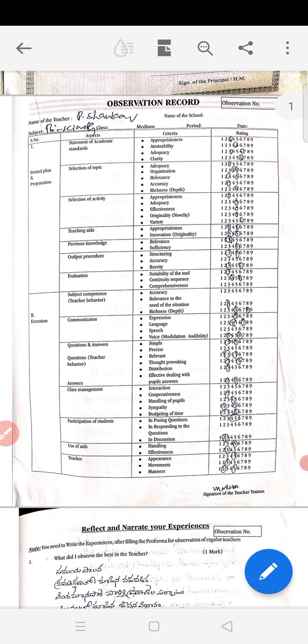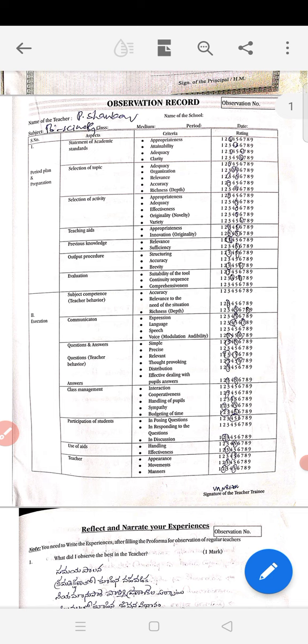Next, teaching aids. Whatever teaching aids you prepared, you are going to observe whether the teaching aids are appropriate to the topic which is selected by him, and whether those teaching aids are innovative or not. By concentrating on these areas, you are going to give a rating of 1 to 9, depending upon your interest.